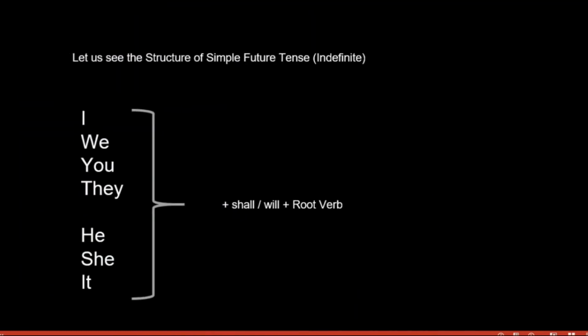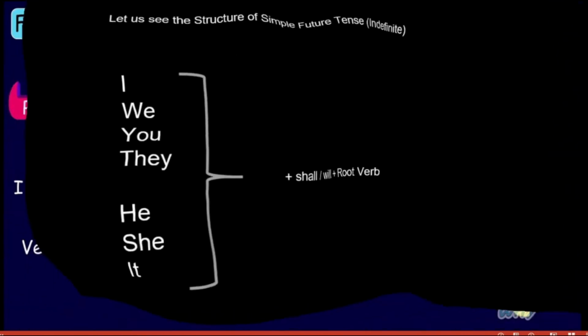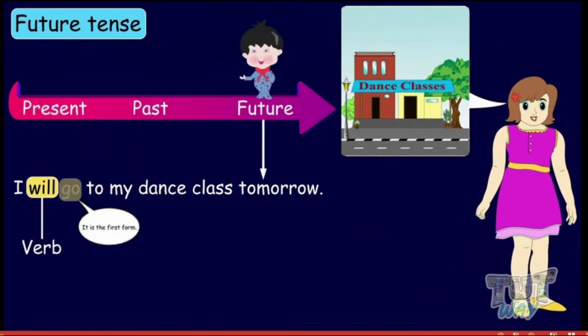Let's see the structure. I, we, you, they, he, she, it. For all these subjects, we have to add a shall or will plus the main verb or root verb. That is the structure. Let's see an example. I will go to my dance class tomorrow. So will is the verb used for future tense, and go is the base form of the verb.